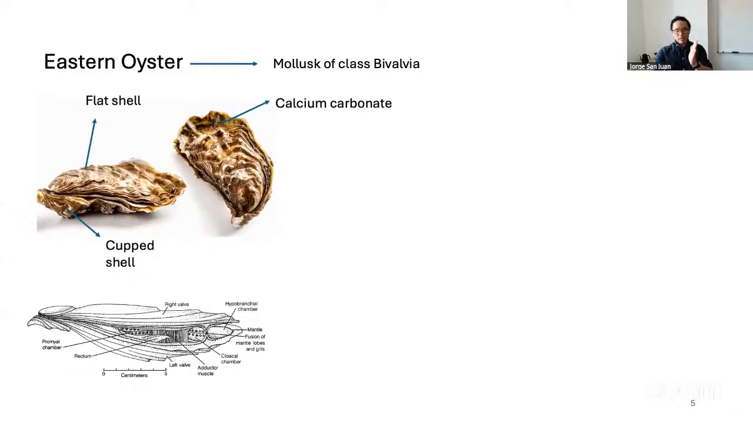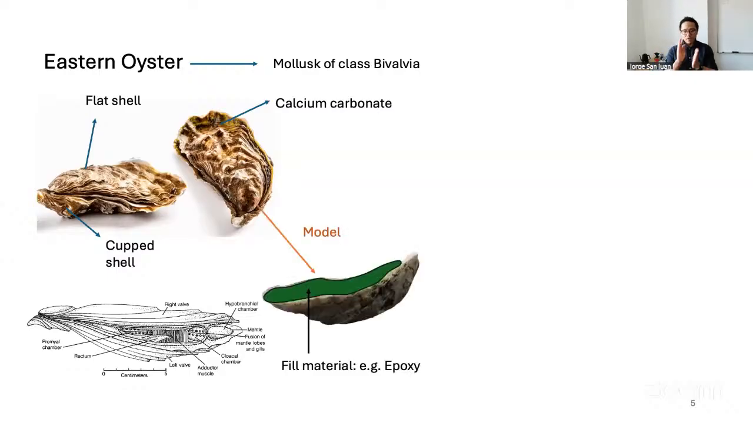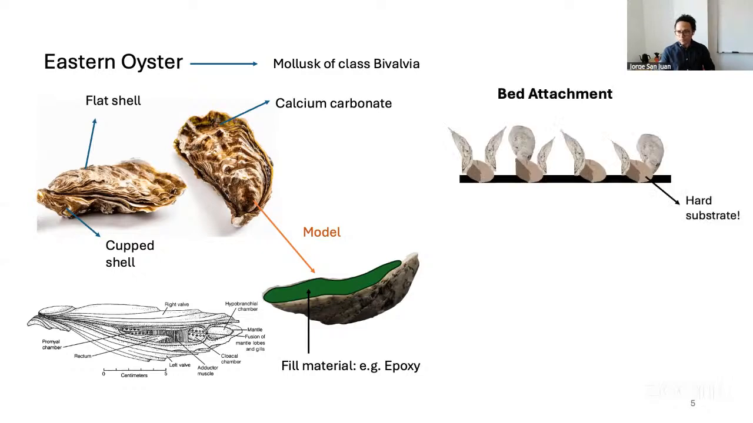So what you're gonna see in this study, some of the results that we have here in the model that we built, is that we're gonna have these replicates that mimic this geometry. We're gonna have a cup side, and we're gonna have a filled cup that is kind of like completing the flat shell that you'll see in a natural oyster.